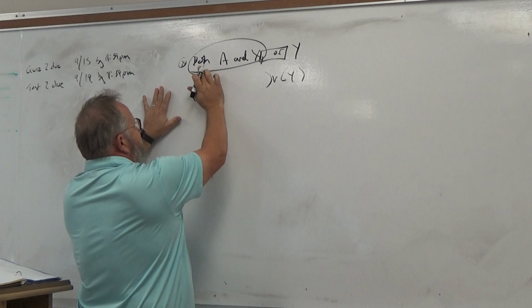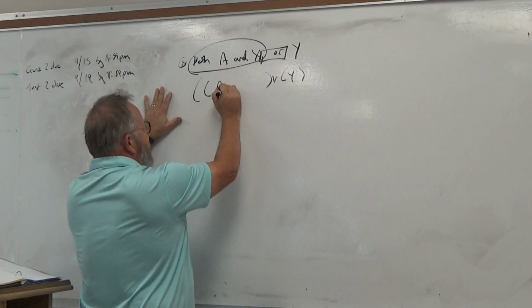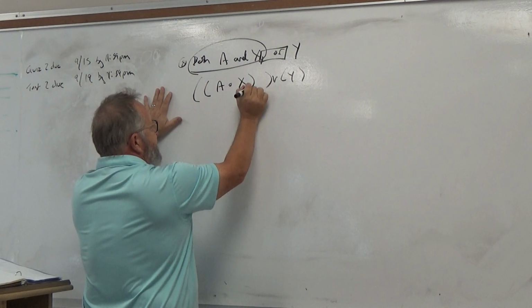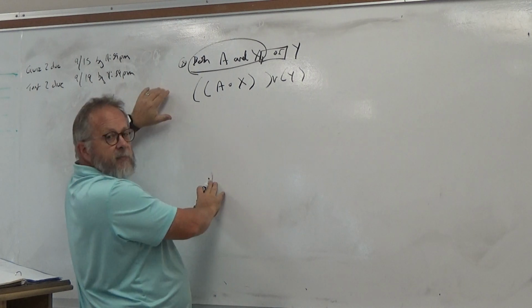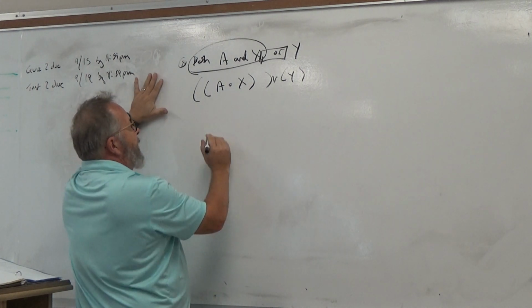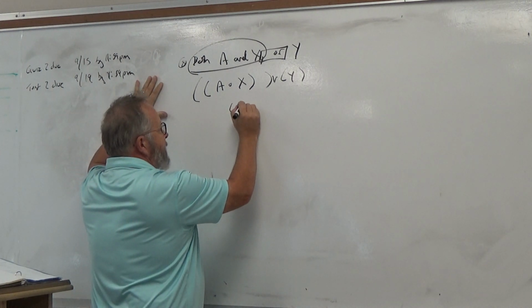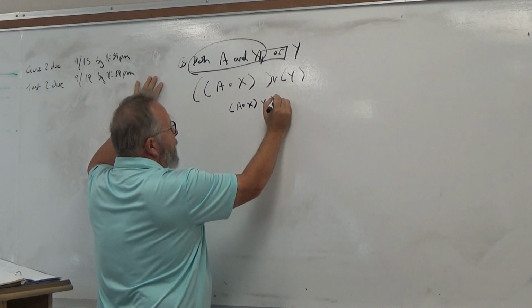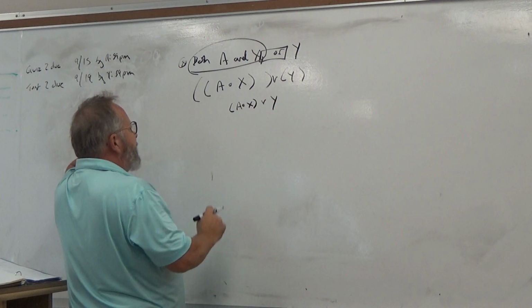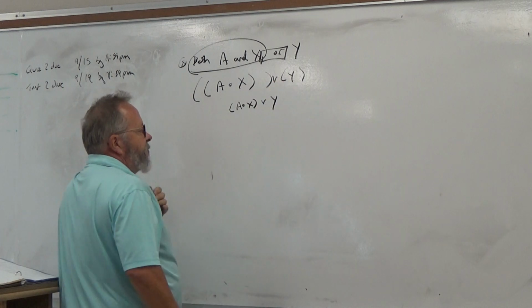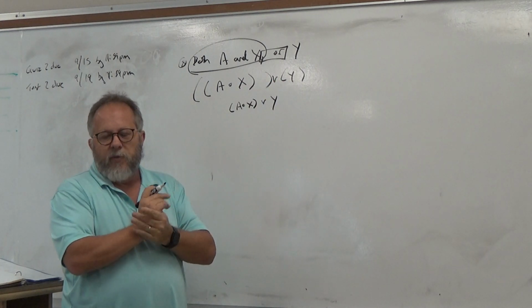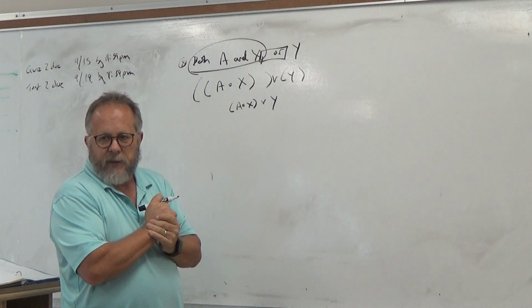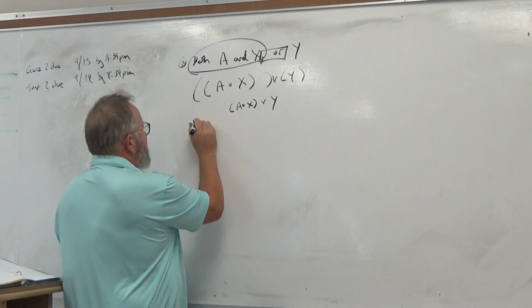Now let's do this both. It says keep this stuff together, A and X. There we are. We're done. I can get rid of some parentheses, A and X or Y. But if I'm being very careful, I'm going to write it this way so I make sure that I have all the parentheses I need. Everybody got that?